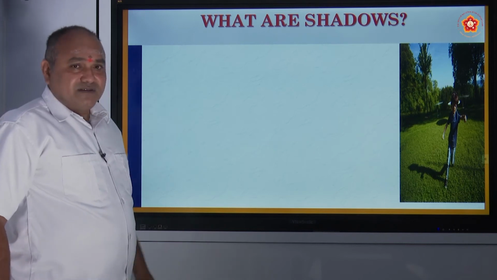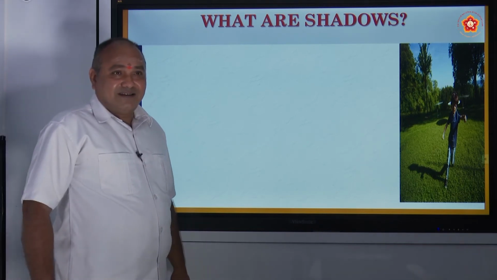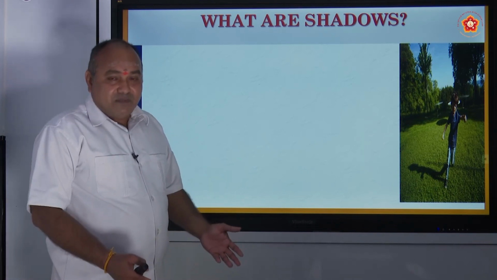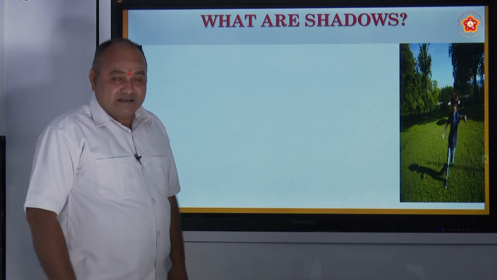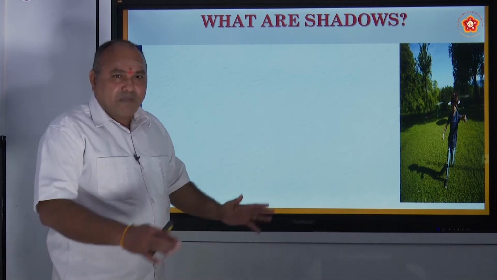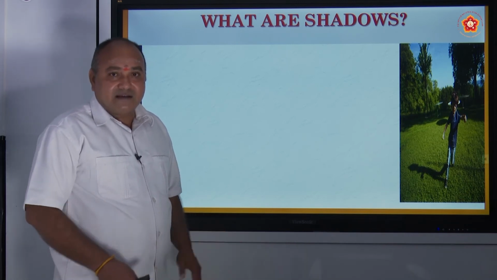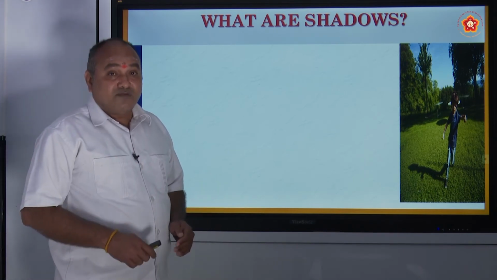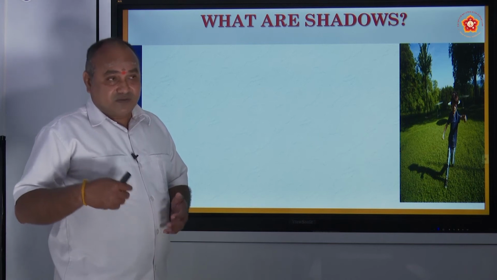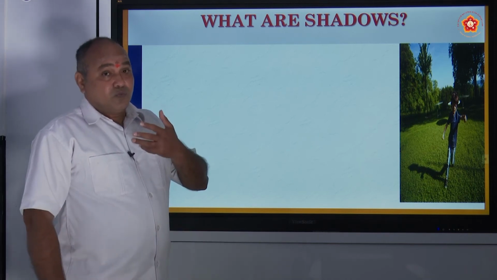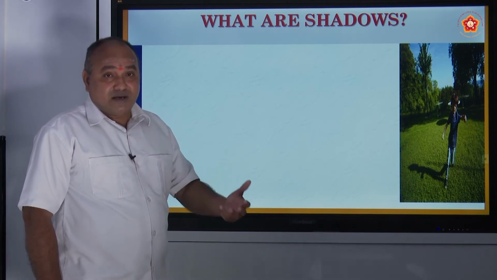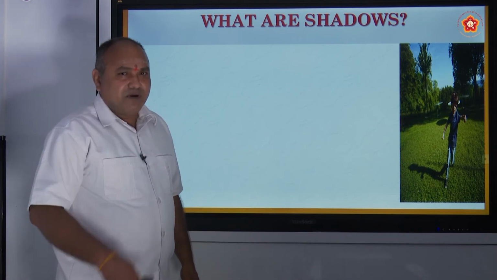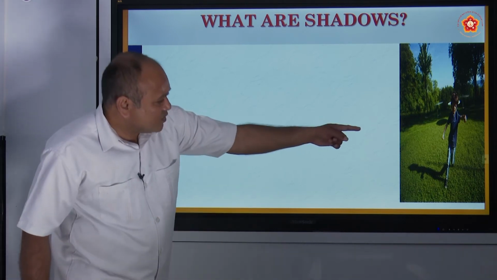So what are shadows? Children, I think everyone knows about shadows. When we go under the sun, we find a dark patch moving like us. The size and everything depends upon the position of the source, like the sun. So the sun emits light, right? That light is blocked by us and makes a patch on the road. That you people must have come across. Okay, that is what is shown there.